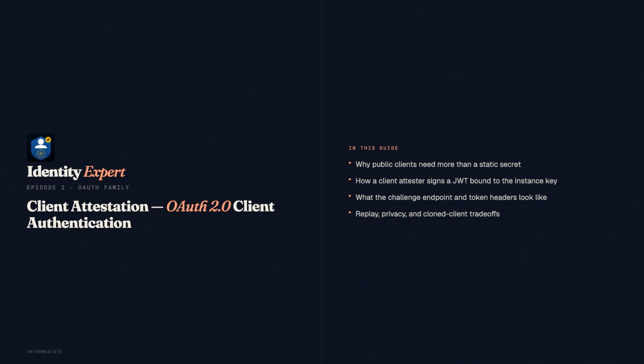In this guide, why public OAuth clients and wallet apps need something stronger than a static client secret. How a client attester signs a client attestation JWT that is bound to the app instance's own key. What the headers, challenge endpoint, and token request look like on the wire. And the replay, privacy, and platform security trade-offs this draft is designed to solve.